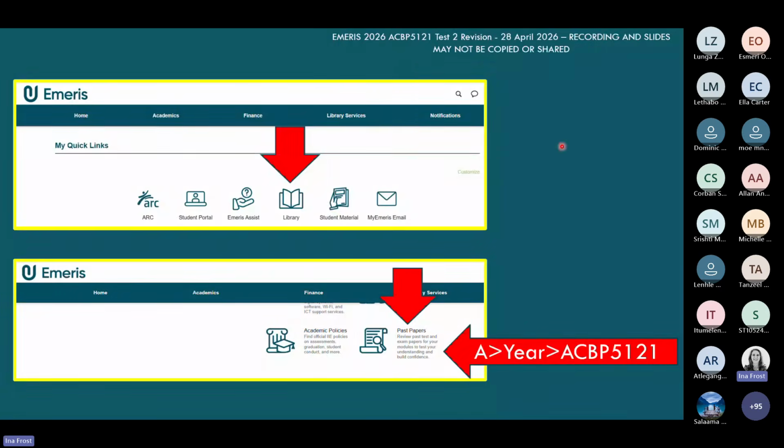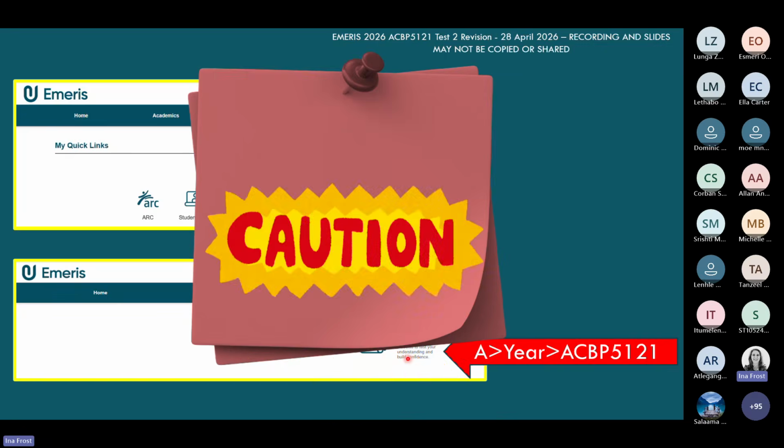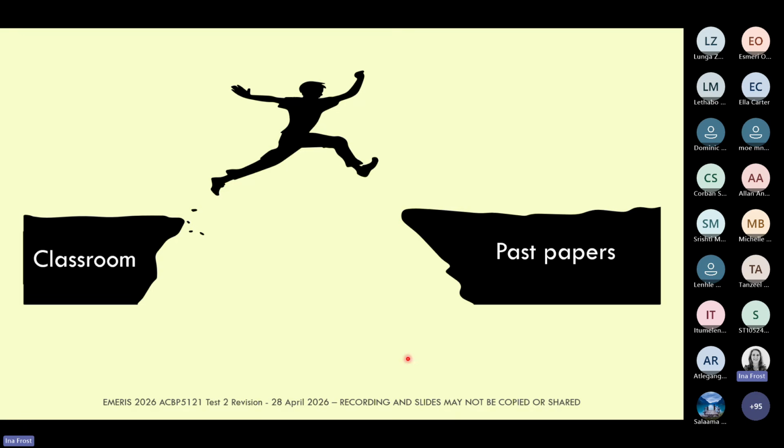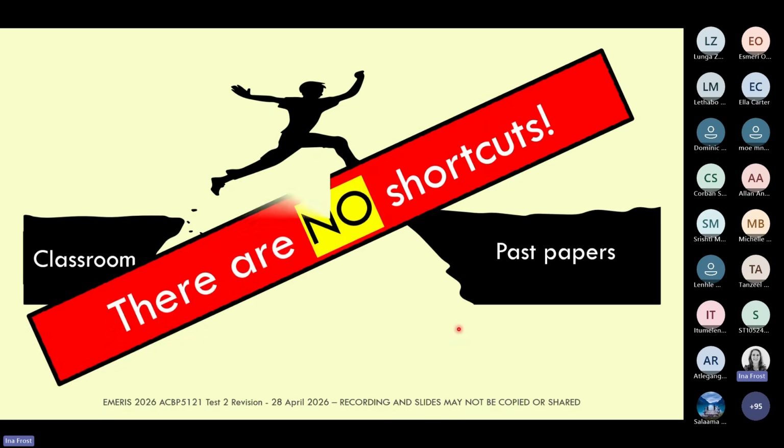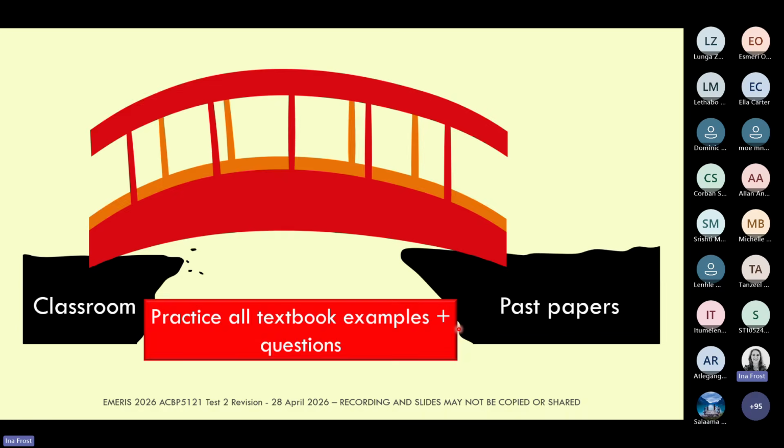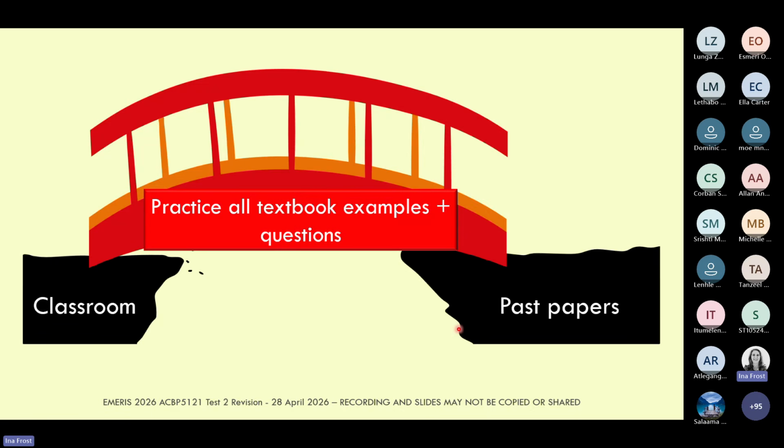Okay, students, before we wrap up, just the last few reminders. Yes, you can do past papers. They're available for you on the Emirates landing page, library, past papers. But as we've cautioned you a few times, please don't try and make the leap from the classroom to the past papers, because then you're going to have a big gap in your knowledge, which is not going to be good for you when you get to the assessment. So please first make sure you have gone through all your textbook examples and questions, and then only start with past paper questions so that you do not have this gap in your knowledge.